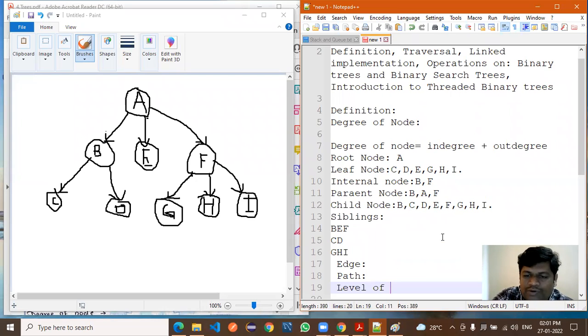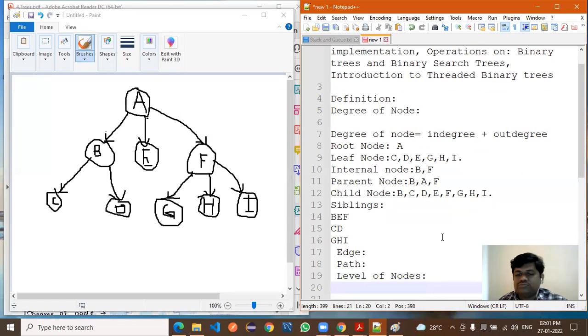So, level of nodes. Sir, repeat path once again. Path means, suppose you want to travel from A to H, how are you traveling? A to F and then F to H. This is called a path.